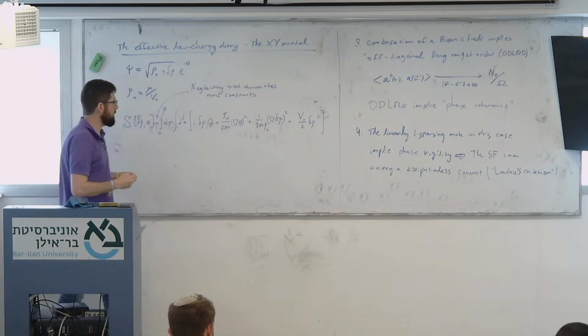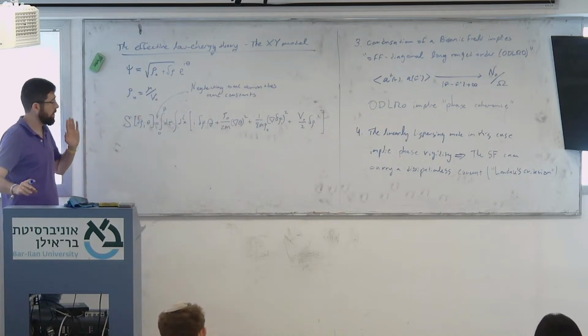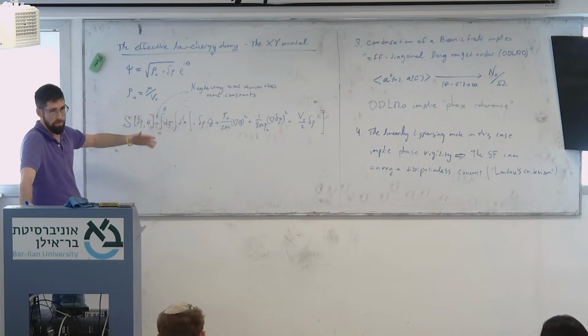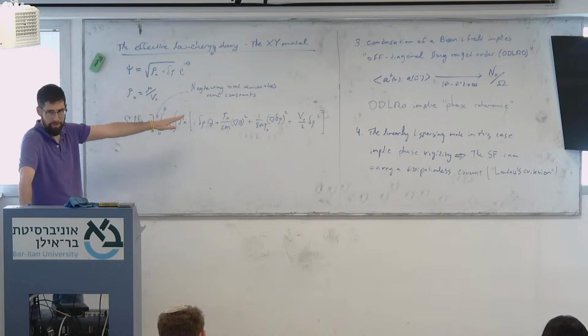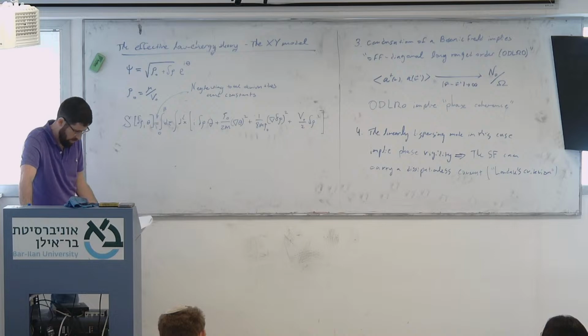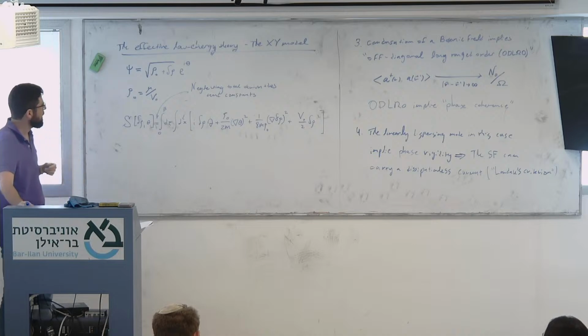So I'm assuming that, first of all, I'm throwing away constants and total derivatives or boundary terms. So let's assume for a moment, not think about boundaries and neglect them. Okay, this is clear? So just plug this in.